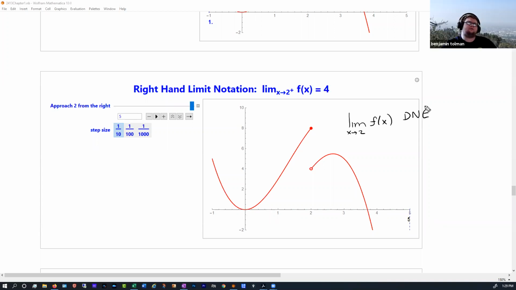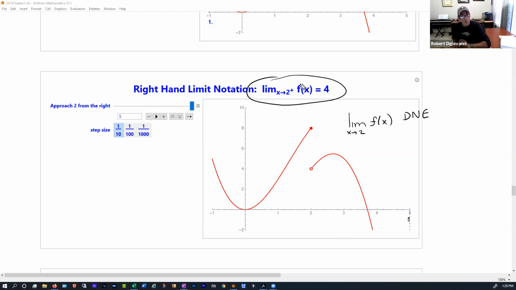Okay? Now this answer is 4. The reason why this answer is 4 is because there was a plus there, so you're only looking from the right. And from the right, it's headed to 4. Okay, make sense? Yeah, you're pretty much setting like a limit on it, kind of. Yeah. So when you don't have plus or minus, that's the most strenuous case because you're checking both sides and both answers have to be the same for the limit to exist.